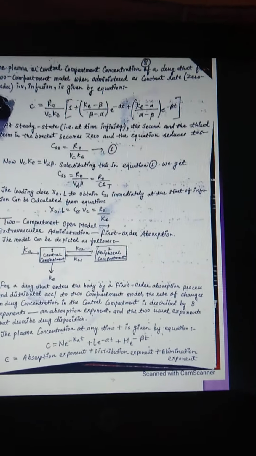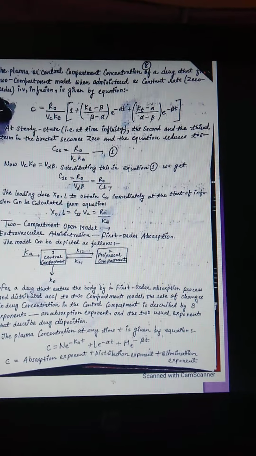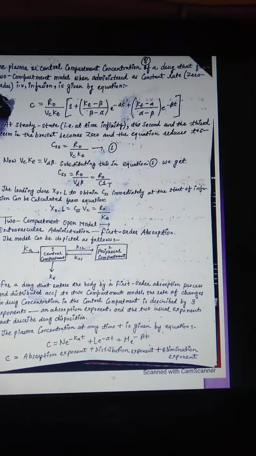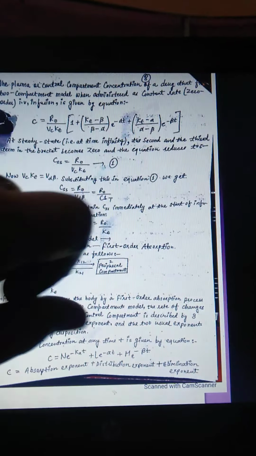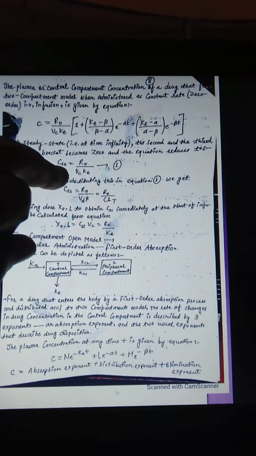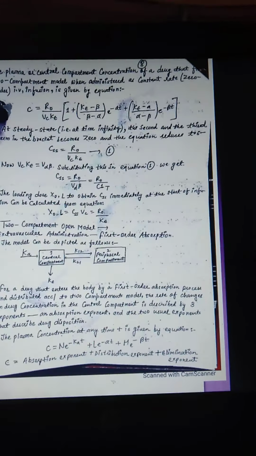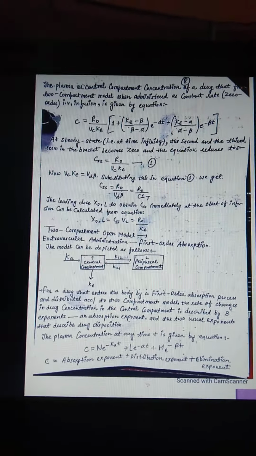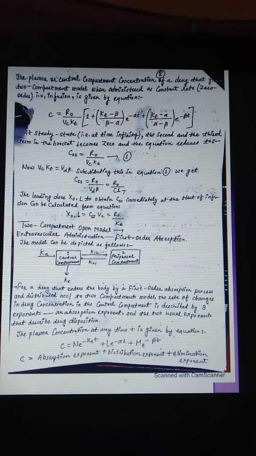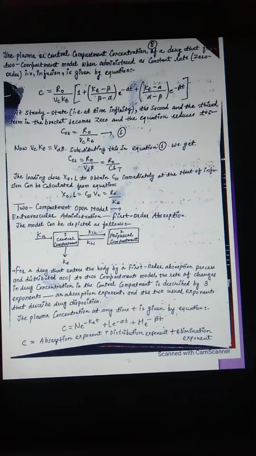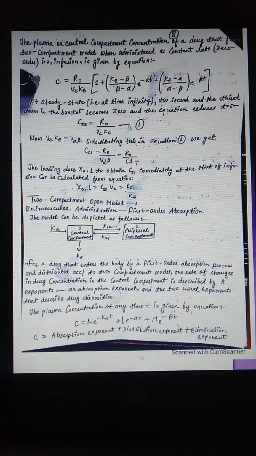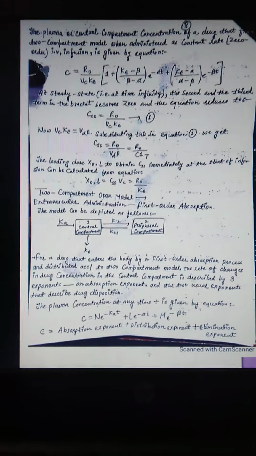At steady state, at time infinity, the second and third terms in the bracket become 0, and our equation becomes C is equal to R naught over Ke Vc. Now substituting the value of Vc Ke equal to the clearance, our equation finally becomes this one. So this is the two compartment open model.